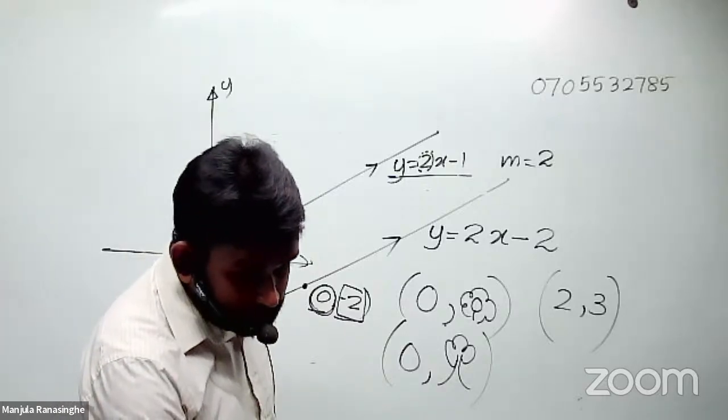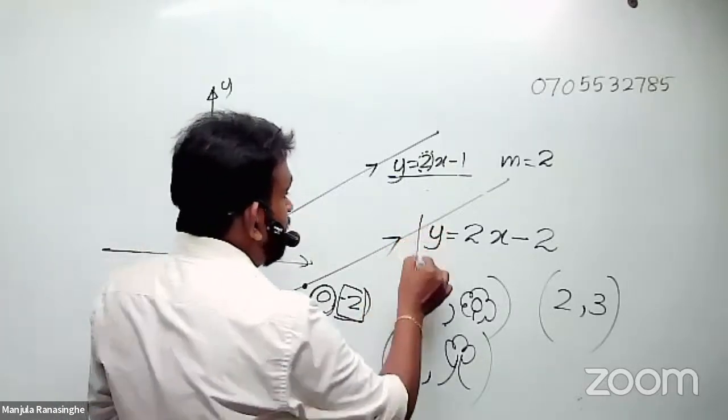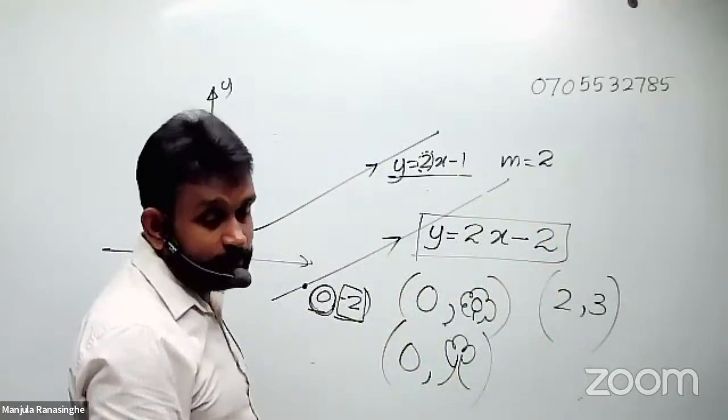Okay, now we are moving to question number 10. So what is the quick answer? y equals 2x minus 2.